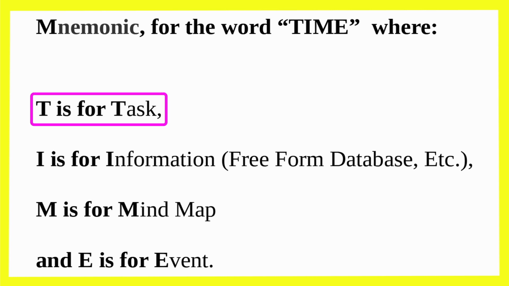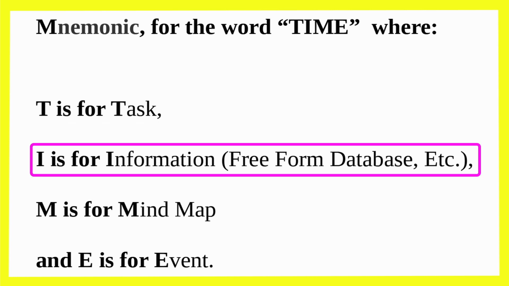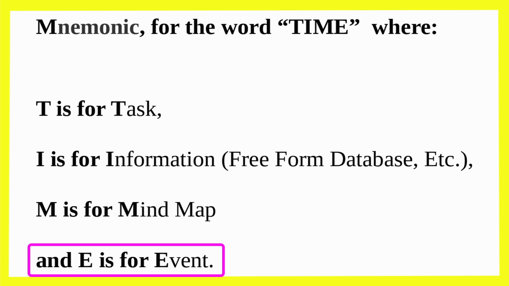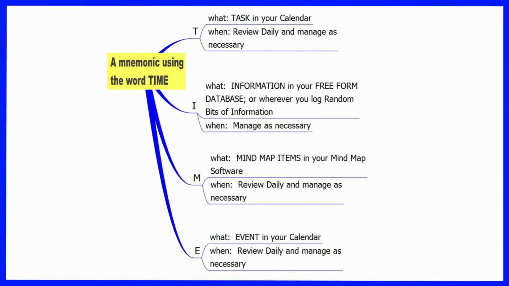time, where. T is for task. I is for information, free-form database, etc. M is for mind map. And E is for event. I have created a mind map of this time mnemonic that can be used as a reminder to utilize these 4 pillars of goal management: task, information, mind map, and event.